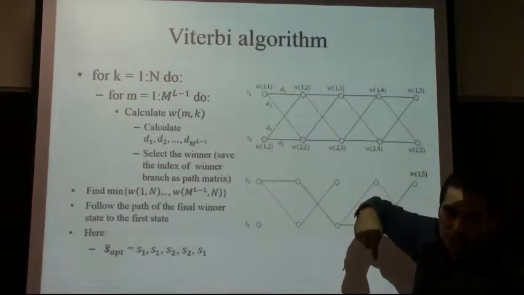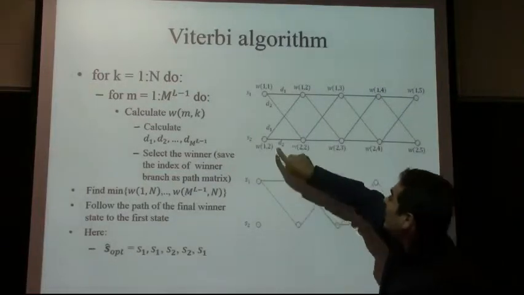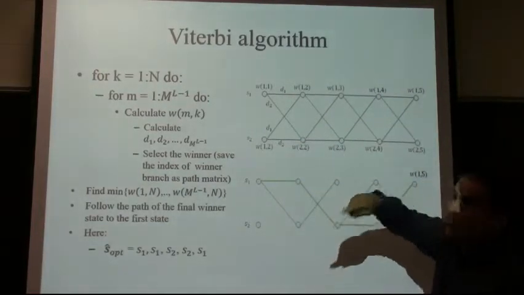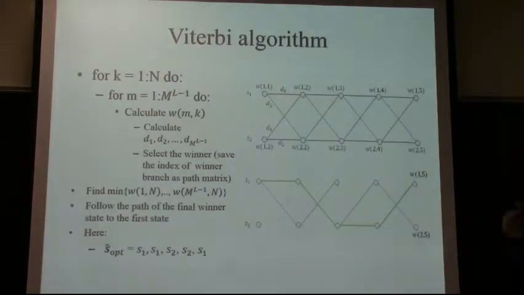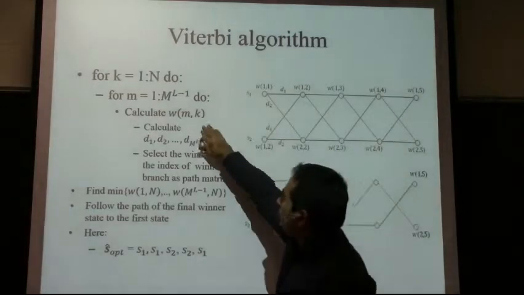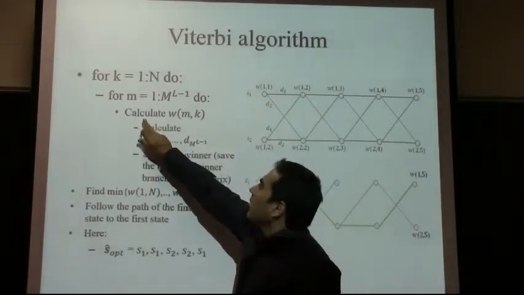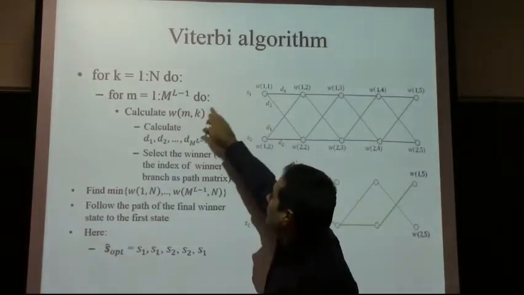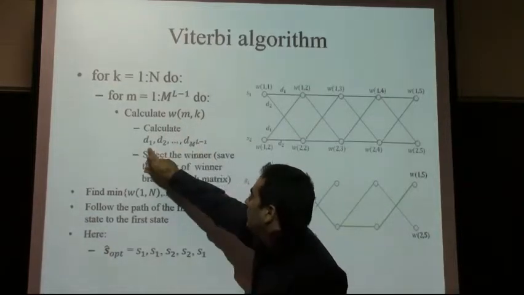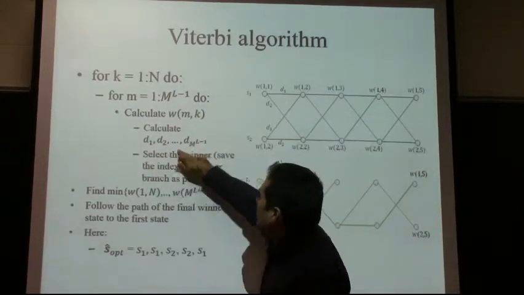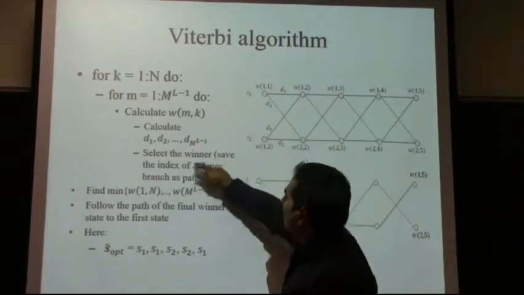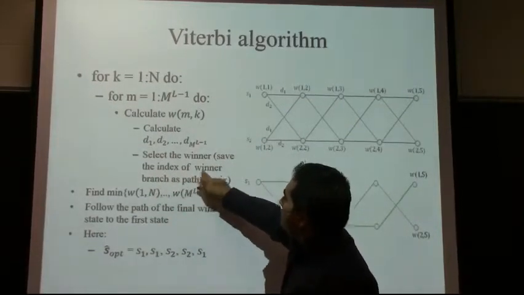Then you need to calculate these two D1s, and just delete one of those. Each state, because you will see why we need to delete, and just consider one incoming branch at each state and go forward. Therefore, inside the loop, we calculate W, and the calculation of W has two steps: calculating the D1, selecting the winner branch, and also saving the index of the winner branch.